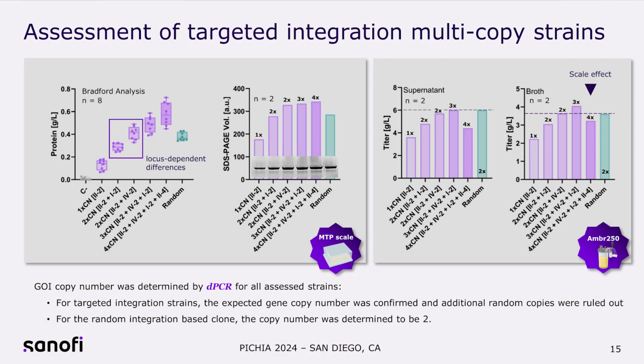We have then transferred clones into bioreactors, the Ember 250 system from Sartorius, and we have nicely seen the same trend. So increase of productivity with increasing copy number, also the locus dependent differences for the 2 copy number strains. But interestingly, we have seen that the 4 copy number strain did not perform as well as the 3 copy number strains, and did not perform as well as that strain did in the small scale expression screening. And that already shows that there is some gap in predictability when comparing small scale and bioreactor.